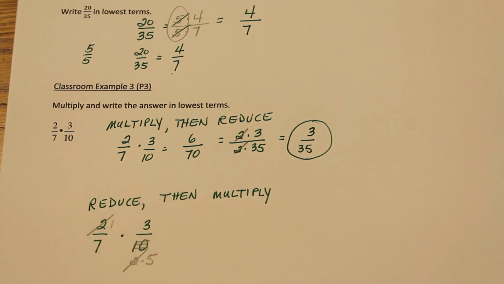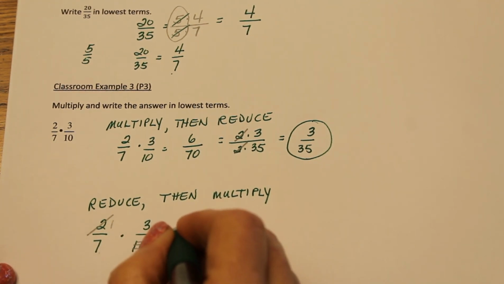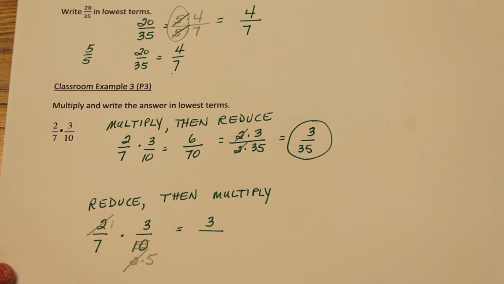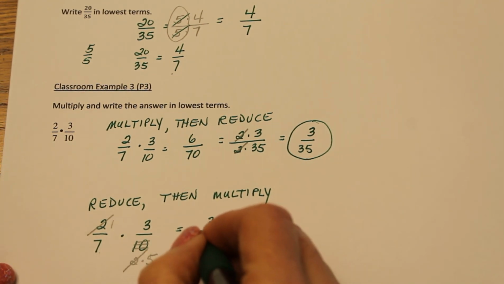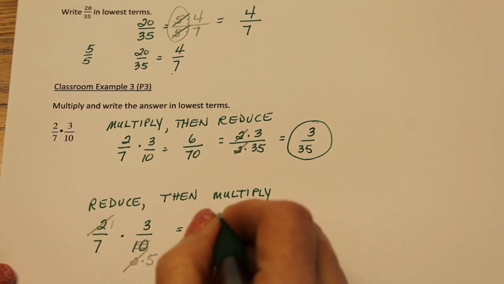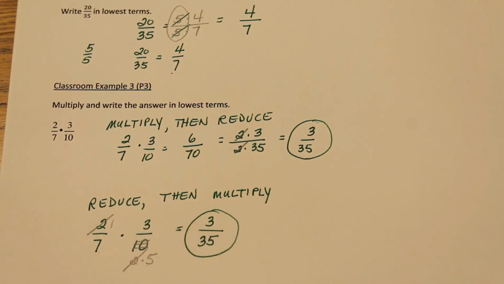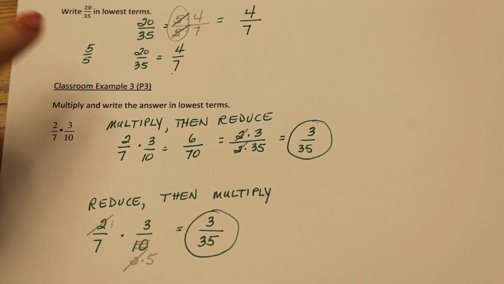So that's actually become a 1. 2 divided by 2 is 1. So now you're going to multiply across. 1 times 3 is 3 in your numerator, and in the denominator, 7 times 5 is 35. So you can see you get the same answer regardless if you reduce first or if you multiply first. All right, so why don't you go ahead and try practice 3.